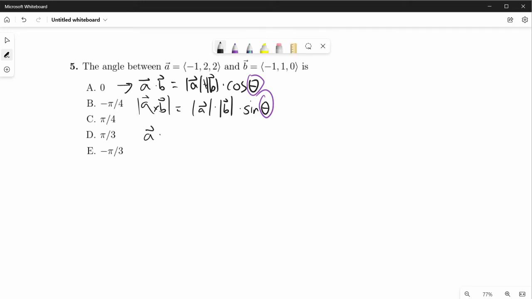So if I a dot b, that is -1 times -1 plus 2 times 1 plus 0, which is 3. And then let's calculate a and b's length and put it on the side. So length of a would be root of -1 squared plus 2 squared plus 2 squared, which is 1, 4, 4, so 9, root 9 is 3.